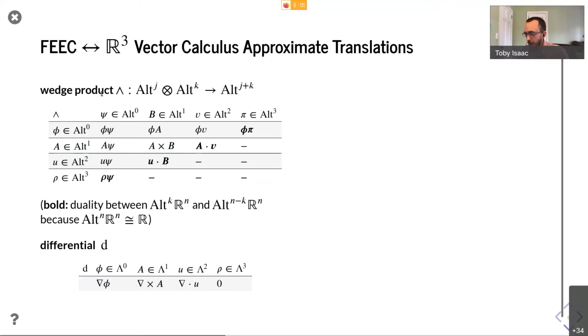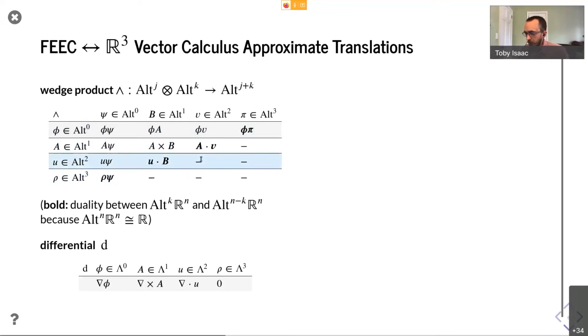The other thing that we have is a wedge product, which takes a differential form of degree j and one of degree k and combines them to get a differential form of degree j plus k. Most of these are just multiplying one scalar by something, but the ones that aren't are, for instance, the wedge product of two one forms, which is like the cross product.